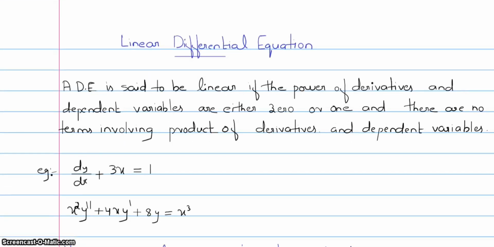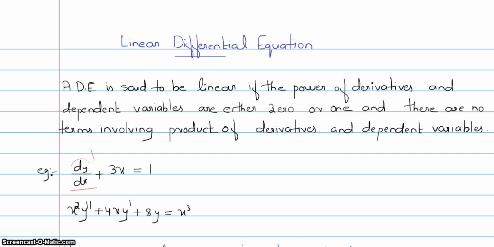Next, let's see what is a linear differential equation. A differential equation is said to be linear if the power of derivatives and the dependent variables are either 0 or 1 and there are no terms involving the product of derivatives and the independent variables. Which means the power of the derivative should be 1. Looking at this equation, dy by dx plus 3x equal to 0. Here the power of the derivative is 1. So this is an example for a linear differential equation.